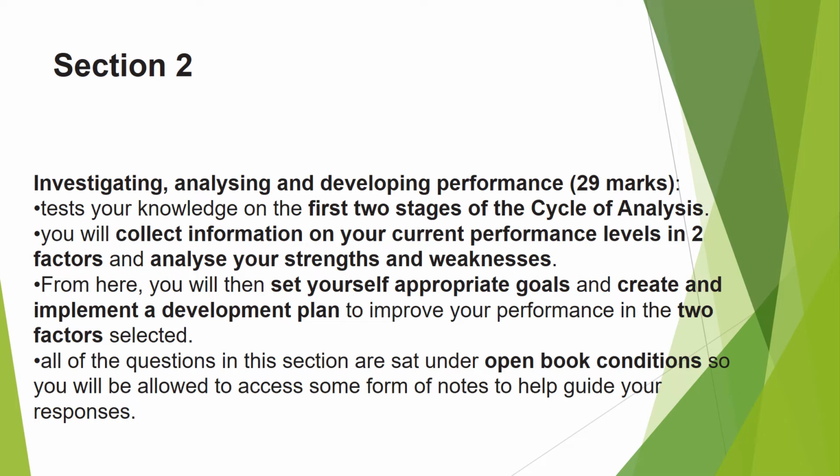Section 2 is investigating, analysing and developing performance. This is worth 29 marks. It tests your knowledge of the first 2 stages of the cycle of analysis. You will then collect information on your current performance levels in 2 factors and analyse your strengths and weaknesses. From here, you will then set yourself appropriate goals and create and implement a development plan to improve your performance in the 2 factors selected. All the questions in this section are sat under open book conditions, so you'll be allowed to access some form of notes to help guide your response.